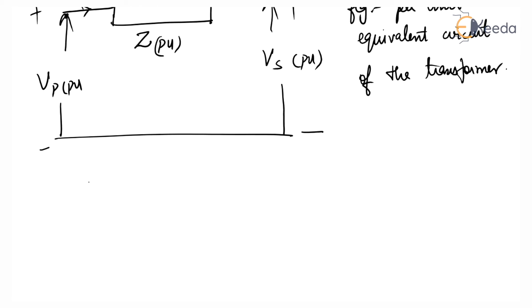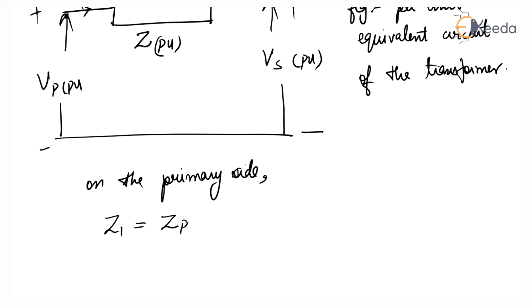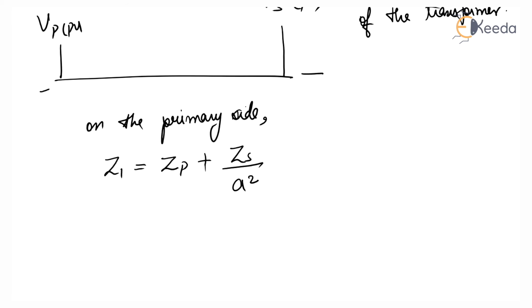Like on the primary side, Z1 is equal to Zp plus Zs upon A square. So the Zp is the primary side impedance, and this Zs by A square, you know that when you go for transformer, means for transformation equivalent impedance, secondary impedance were Zs, but when you have to refer this to primary, it will make Zs by A square. So Zp is the primary side impedance.